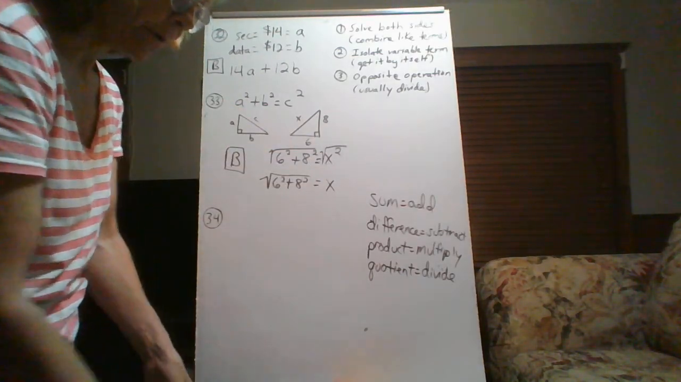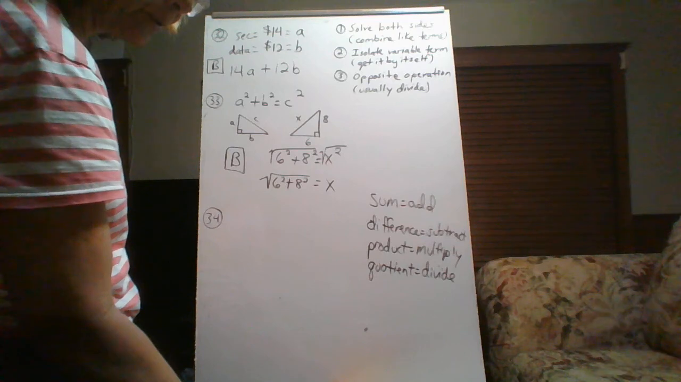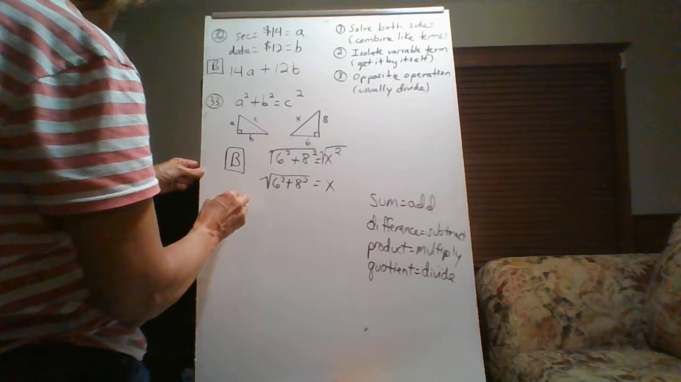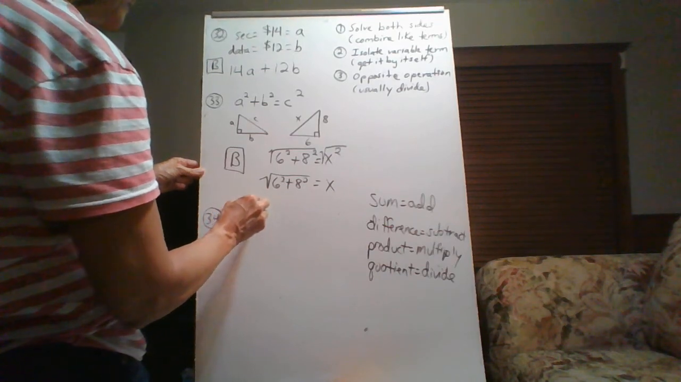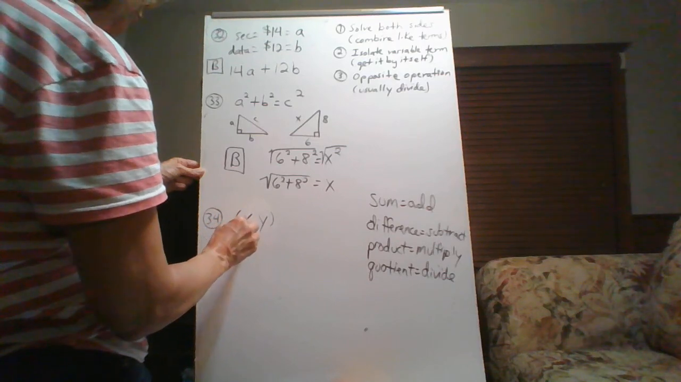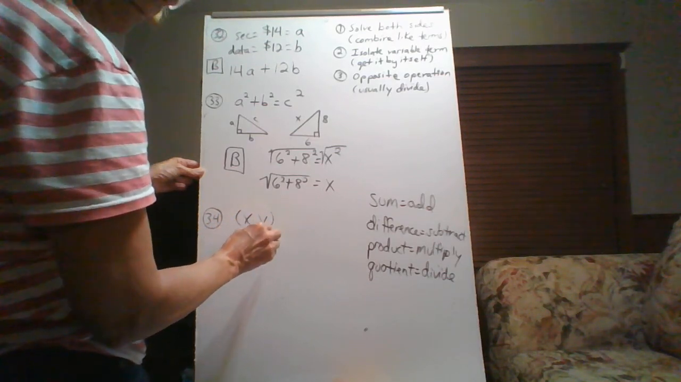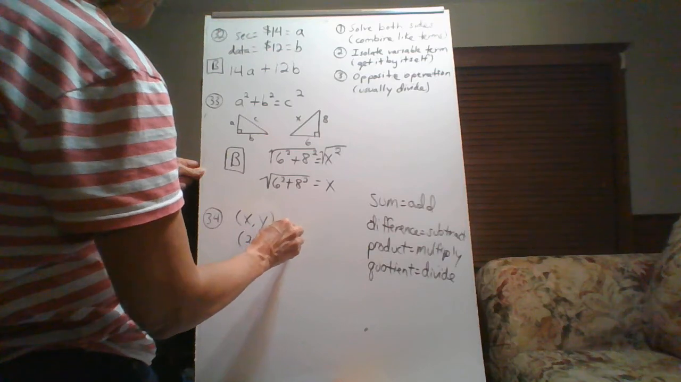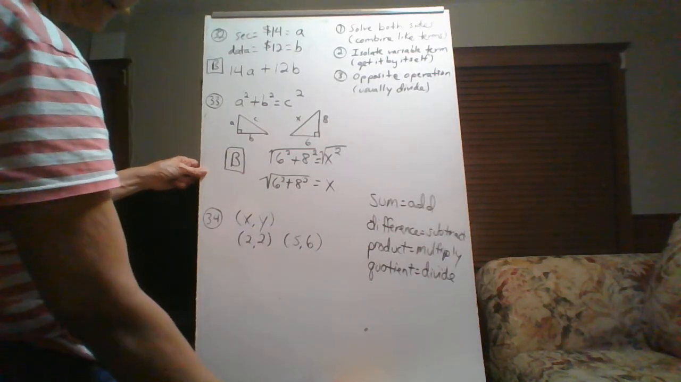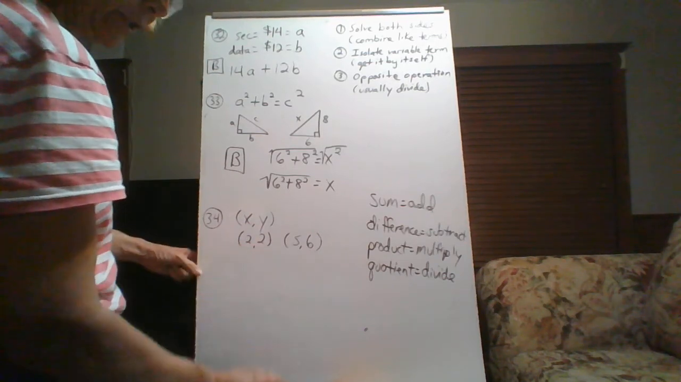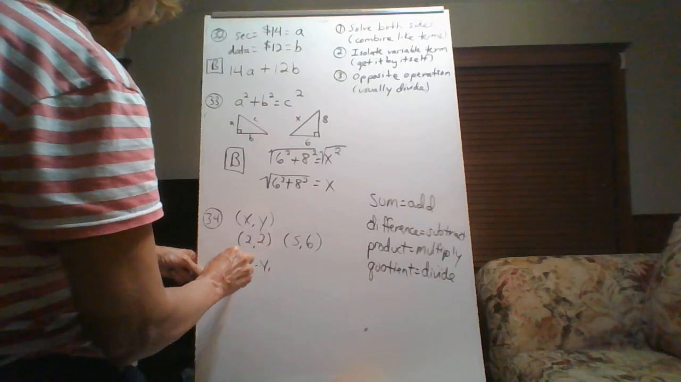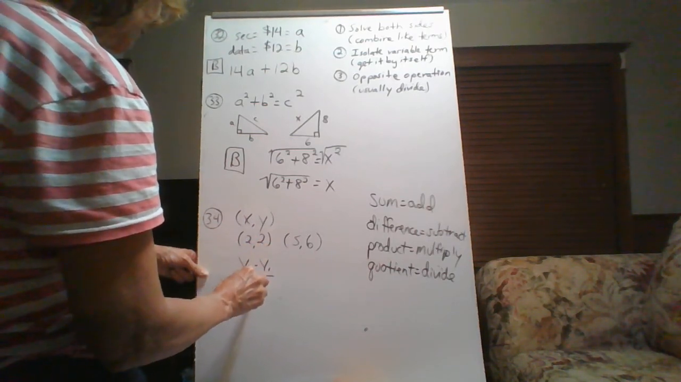All right, number 34. What is the slope of the line that passes through points (2, 2) and (5, 6)? As we've said many times, points are x comma y. So my 2 points are (2, 2) and (5, 6). They've told me the formula for the slope of a line: y2 minus y1, the difference in y's, over x2 minus x1.